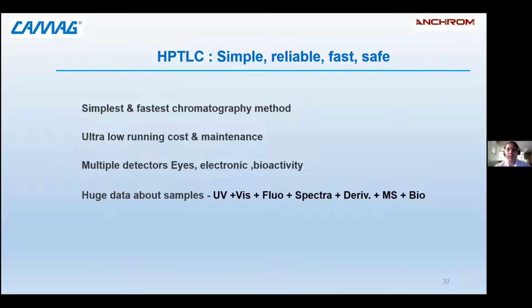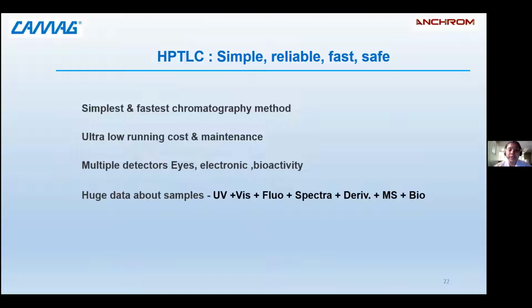So per sample you require only 2 or 3 ml of your solvent. Then ultra low running cost and maintenance. So 2 ml of your solvent is required as a mobile phase, and maintenance is also required only for the syringe rinsing purpose. That is also 1 or 2 ml for rinsing purpose.